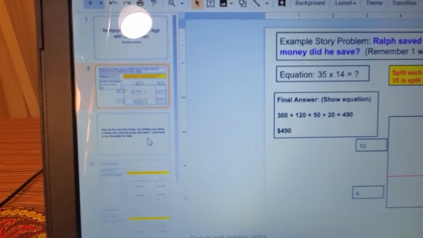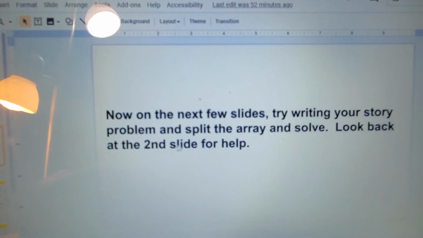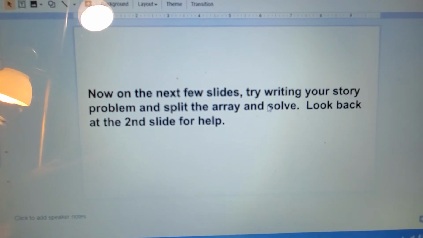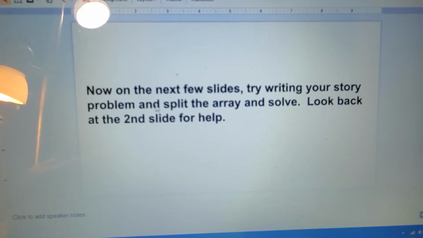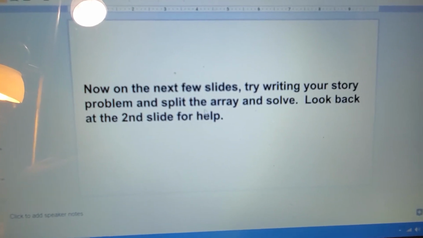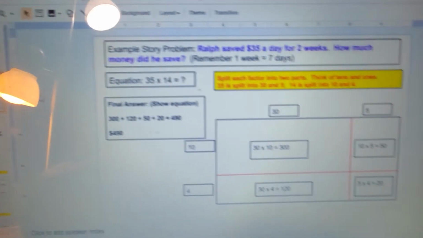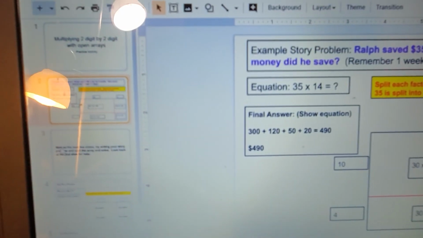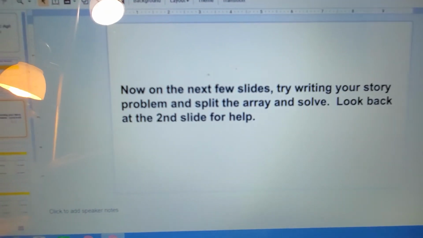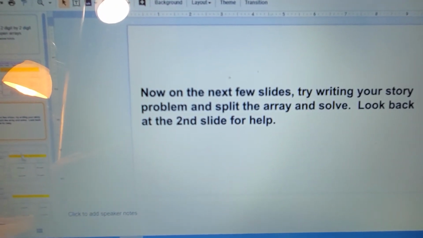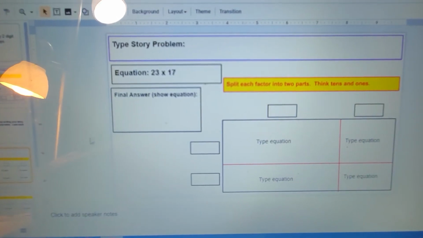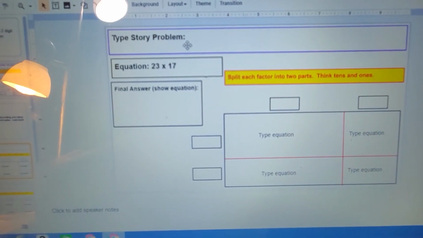So the next page is just a reminder. It's instructions. Now in the next few slides, try writing your story problem and split the array and solve. Look back at the second slide for help. So this is your help slide. Okay. This is your direction slide. And now we go into the actual page.